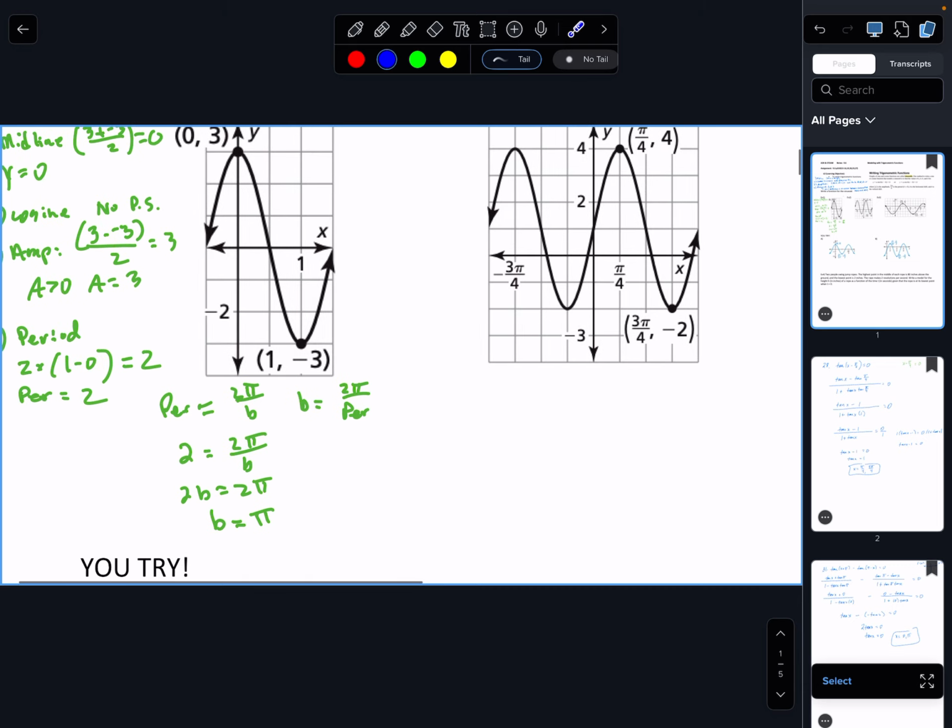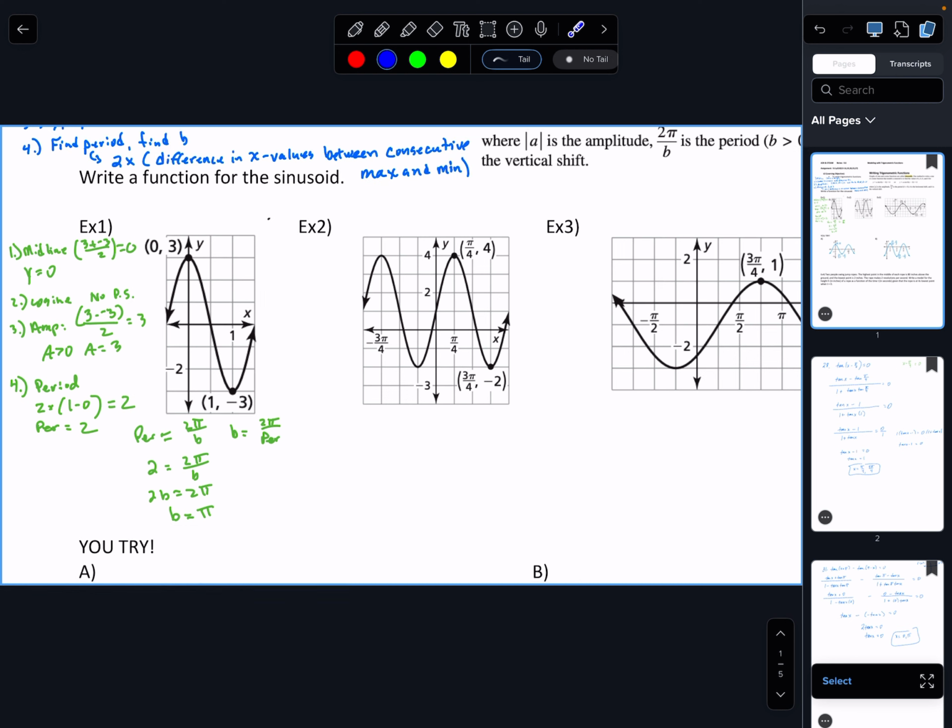And then we plug it in. And it is going to be, don't forget the y equals, so it's a function. Your A value is 3. We chose cosine. There's no shift right or left or up or down. And so it's just Bx inside, so it's pi x.